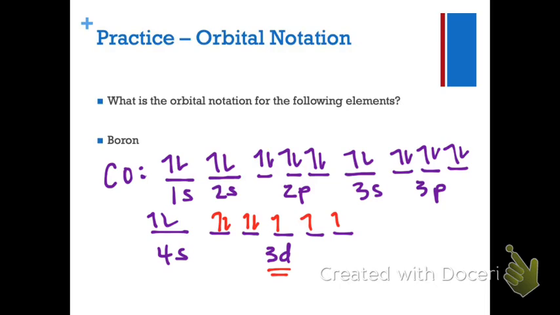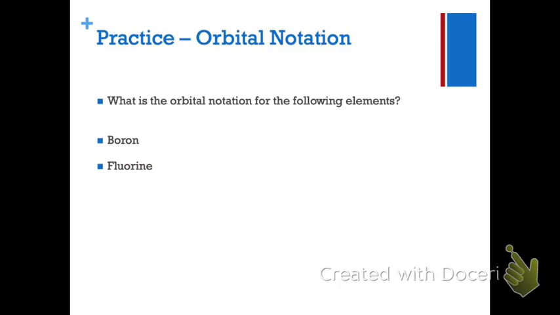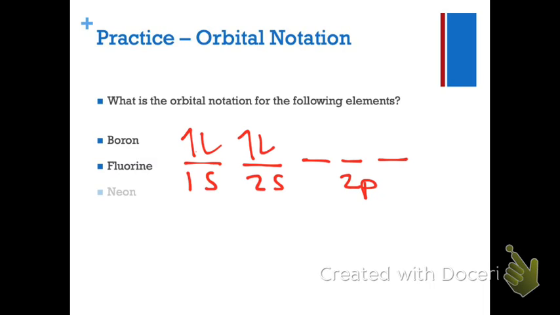Let's try the next one on your own. I have fluorine this time. Okay, try that one on your own. So that means if I'm going to look at my orbital notation, I'm going to draw my 1s orbital, my 2s orbital, my 2p. So 1s gets 2 electrons, 2s gets 2 electrons. Then for the p orbitals, I'll go 1, 2, 3, 4, 5. Okay, so that's what it should look like.